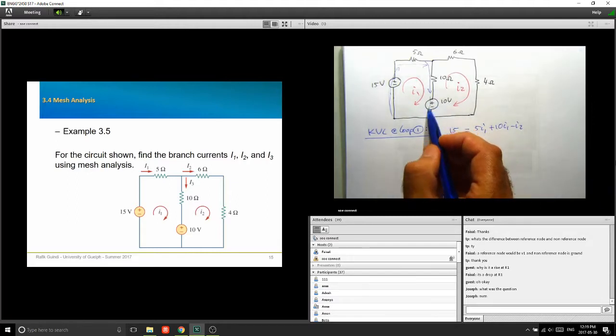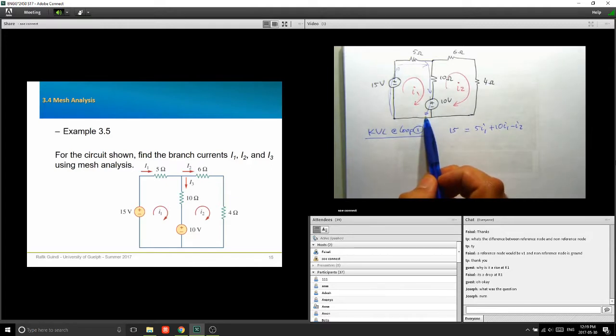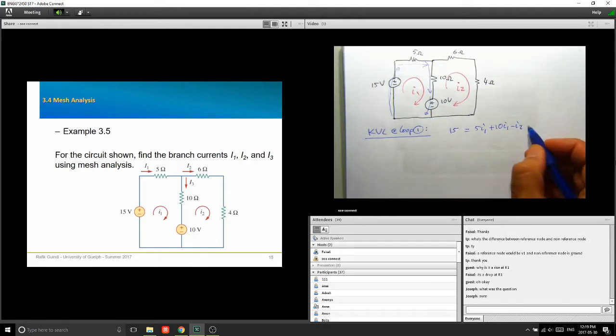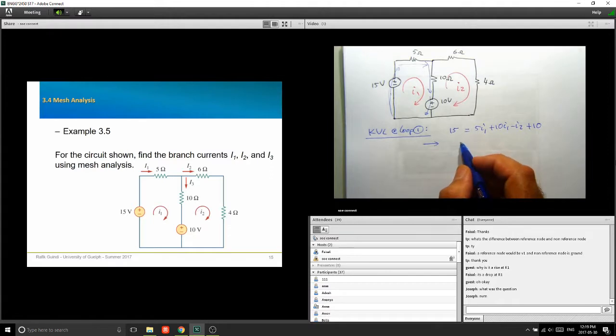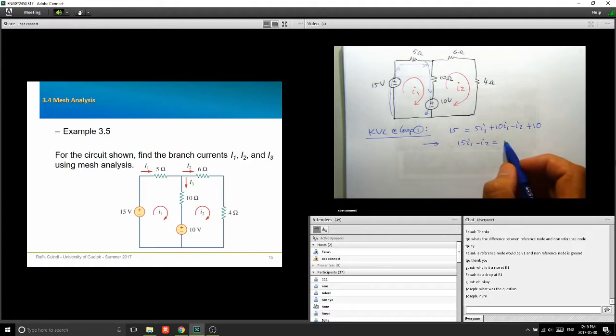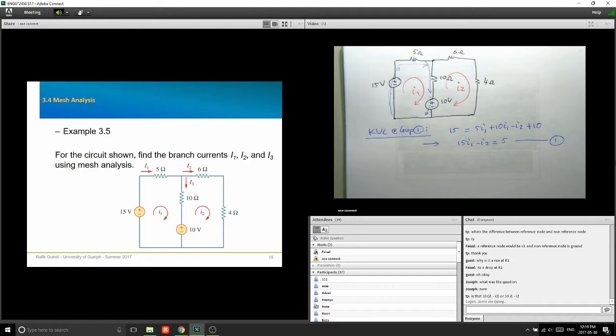And then finally, I have the last element from here to here. That's again a drop of 10 volts. Okay? If you want to rewrite that, 15 equals 5 I1 plus 10 (I1 minus I2) plus 10. Okay? That's our first equation.